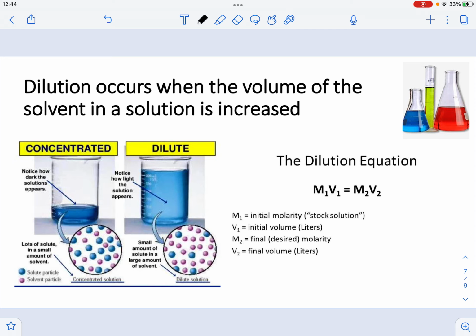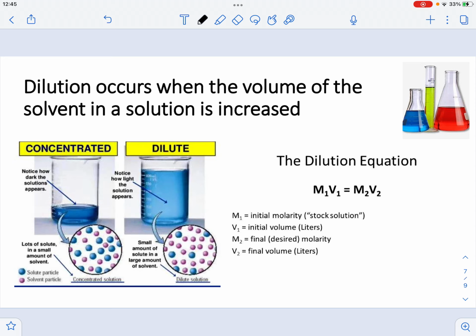The dilution equation, as you can see, is M1 times V1 equals M2 times V2, in which M1 is the initial molarity, meaning the stock solution that we have, meaning the concentrated one, and then V1 is the initial volume that we're going to take from that stock solution in order to make the diluted one. So M2 is the final, meaning the desired molarity that we're trying to make. And V2 is the final volume that we have.